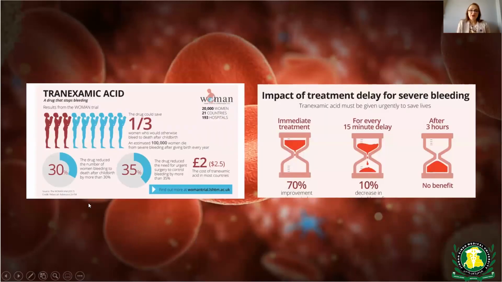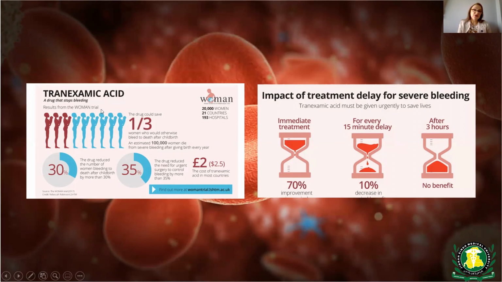We were talking about the tranexamic acid. Again, with immediate treatment, there is a 70% improvement in atony, as well as tissue trauma. Also for tissue trauma, tranexamic acid is very, very good. It comes by the name of Cyklokapron, and if somebody is bleeding excessively from an episiotomy site or an extended episiotomy causing bleeding, you can also ask for this. Every 15-minute delay, there's a 10% decrease, and then after 3 hours, there's no benefit. So give it immediately. It works perfectly.